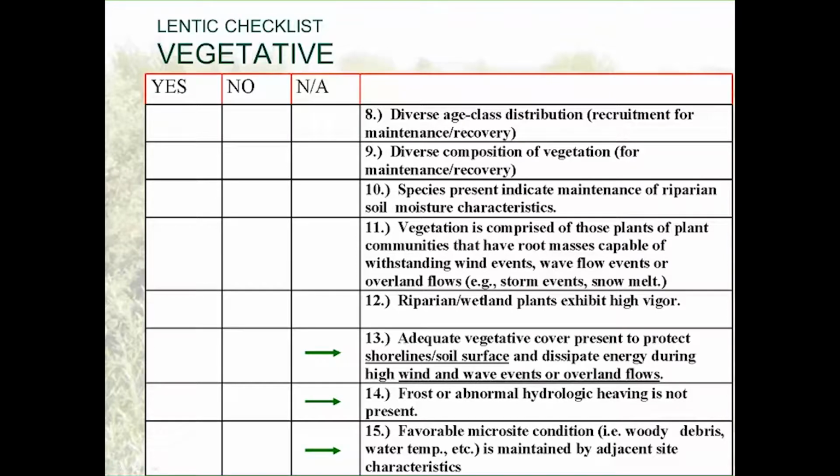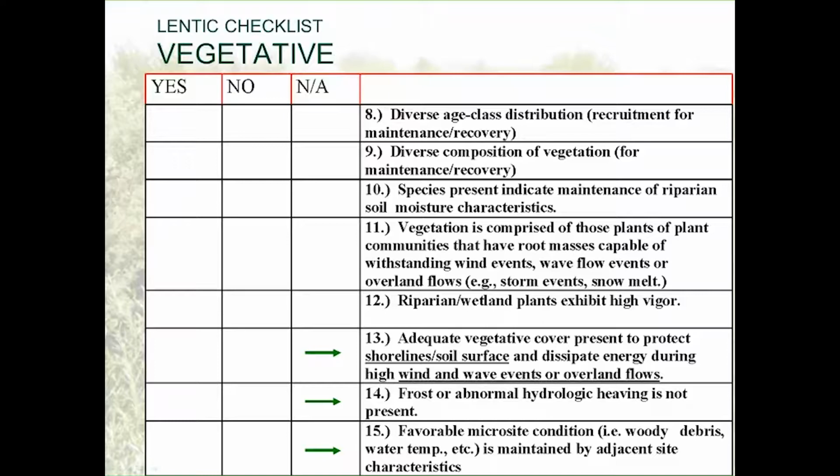We do have a couple of new ones here, though. There is the question of frost or abnormal hydrologic heaving. John just talked a little bit about that, and we'll have a whole question focused on that. And another question focused on favorable microsite conditions, woody debris, water temperature, et cetera, maintained by adjacent site characteristics. Usually those adjacent site characteristics are something like a large, perhaps old-growth forest, shading a wetland area. So anyway, that's the sequence of questions. So let's step through them on a one-by-one basis.